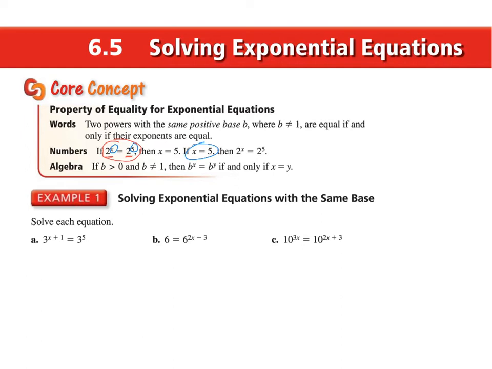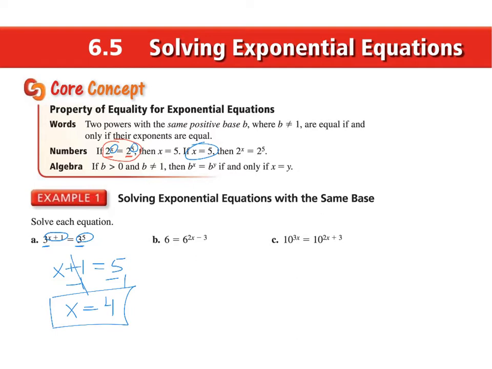Now let's do a couple examples applying this principle. Here I have the same base, so that means the powers must be equal to each other if the two expressions are equal. So you simply set x plus 1 equal to 5. You get x is equal to 4. Done. It's as simple as that.